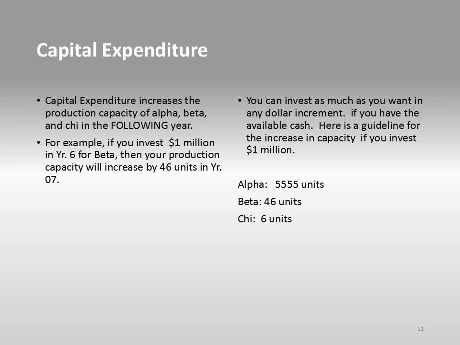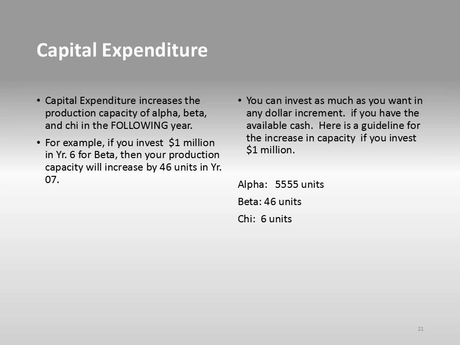Capital expenditure is a decision variable that's important if you want to grow the production capacity of your product. It's important to know that whatever you invest in production capacity or capital expenditure will only be available the following year. So for example, if you invest $1 million in year 6 for beta, then your production capacity will increase by 46 units in year 7, the following year. You can invest as much or as little as you want in any dollar increment.